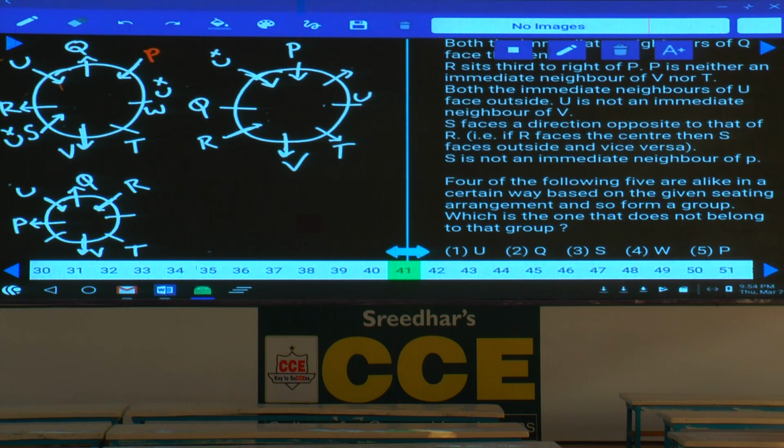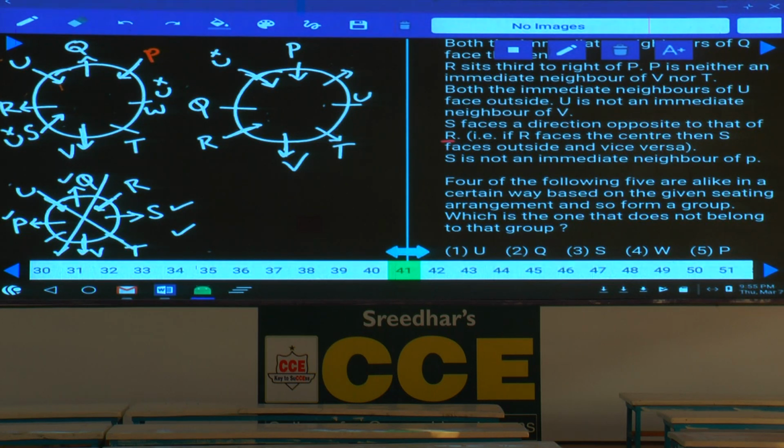Then next one, in the second case, in this case, S opposite direction to that of R which is facing the center, S must be away from the center. If S is away from the center, S is not an immediate neighbor of P, S must be here, away from the center. If away from the center, Q is away, S is away, V is away, P is away. That means four persons are away from the center. But as the information given is that only 3 must be away from the center, this case is completely ruled out. Done with this?